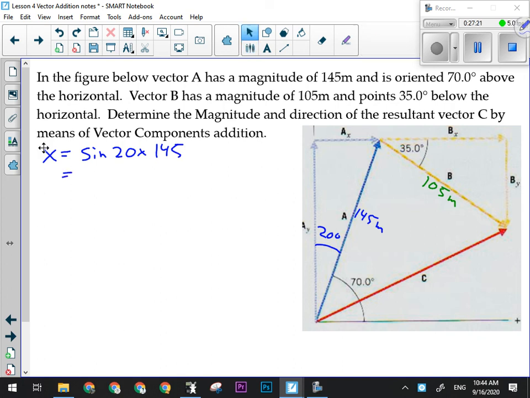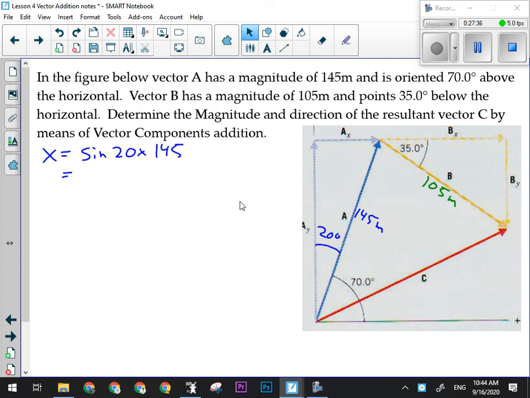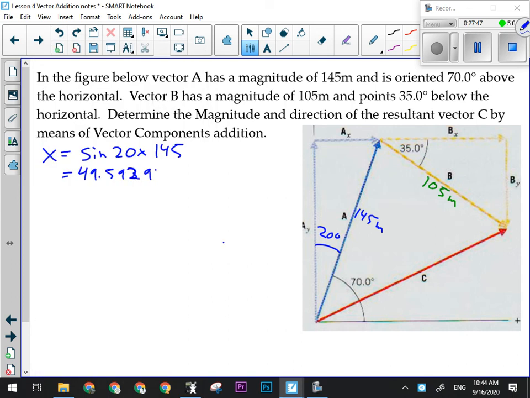All right, so blue X will be the sine of 20 times 145. So that side is 49.593. You know what? I'm going to write all the decimals because I'll probably lose it again. 49.59292 meters, and that is east.